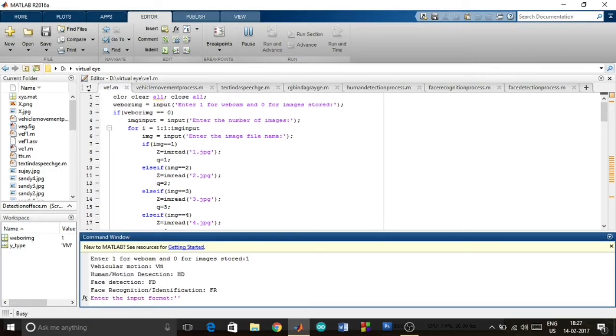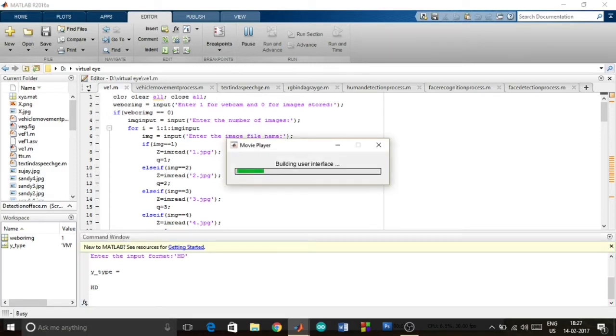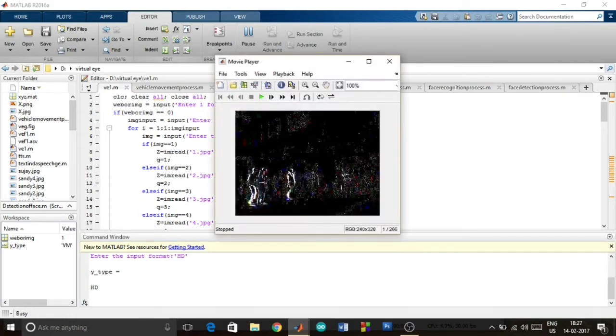The second feature of Virtual Eye is human motion detection, which senses the movement and aids the blind in places crowded with people such as markets and pedestrian walkways. This feature is illustrated as follows. Motion detected.